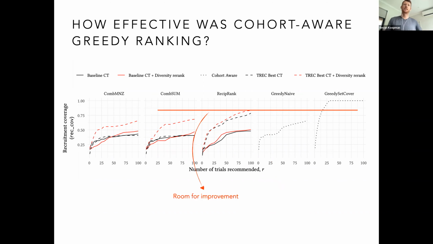Okay, the next is clearly there's obviously work to be done. I mean, we're not reaching full coverage even when we're right down here at 100 trials. And certainly if you're only able to recommend a few trials, then you're pretty poor. So there's plenty of fun work to be done ahead.